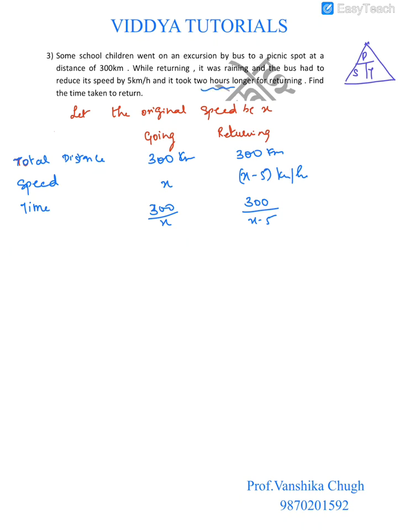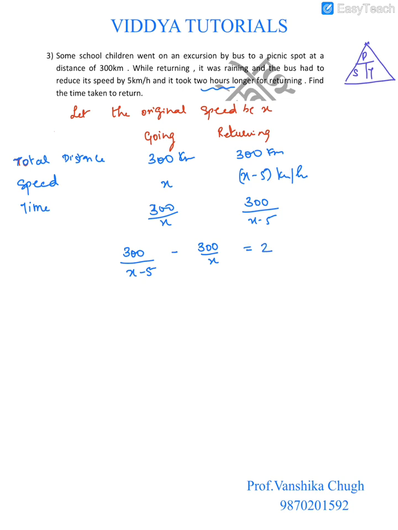So the difference of time between the two journeys was 2 hours. Now, as you remember, the journey while returning will take longer time. That is why the fraction has to be placed first when I am subtracting. So I get my equation as returning time, which is 300 upon x minus 5, minus the going time, which was 300 upon x, is equal to 2.